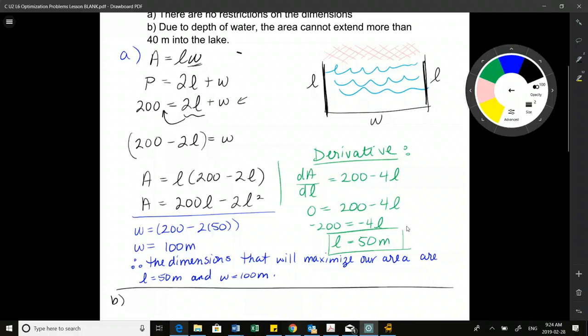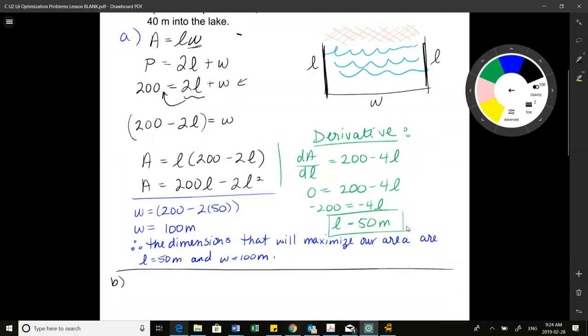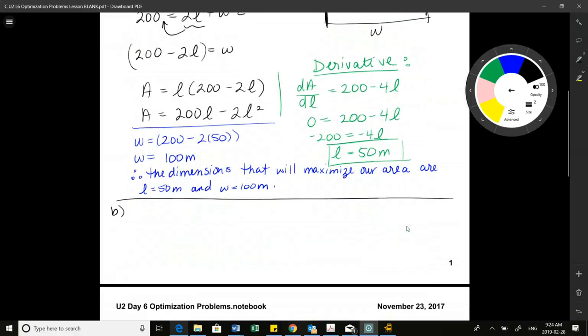So this is where we kind of test those endpoints, right? So I can have a length anywhere from 0 meters up to 40 meters. Of course, I don't know that it's necessary for us to test a length of 0, because we know if the length is 0, then the area is also 0, right? Then we have no section. So basically, what this question is telling us is that the length must be between 0 and 40. So if you want, you can go ahead and test a length of 0. If your length is 0, then your width is also 0 and your area is 0. So this probably is not a great option.